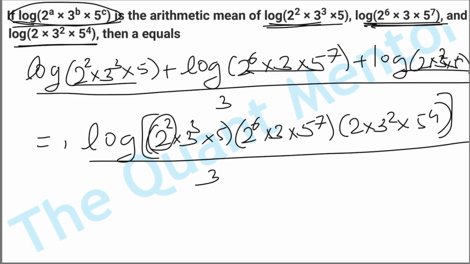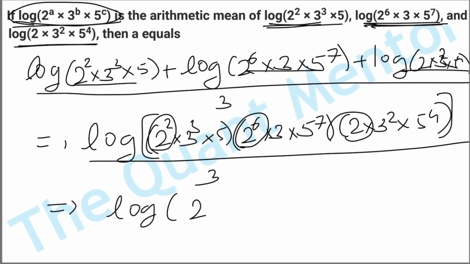So powers of 2 are 2 square, 2 power 6 and 2, they are getting multiplied. So all these powers of 2 get added. So log of 2 raised to 2 plus 6 plus 1 will be 9 into 3. The powers of 3 are 3 cube, 3 raised to 1 and 3 square. That's 3 power 6 into powers of 5 are 5 raised to 1, 5 power 7 and 5 raised to 4. That's 5 power 12.